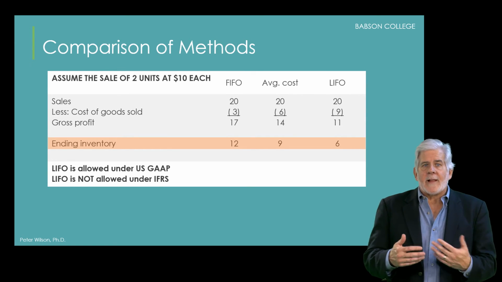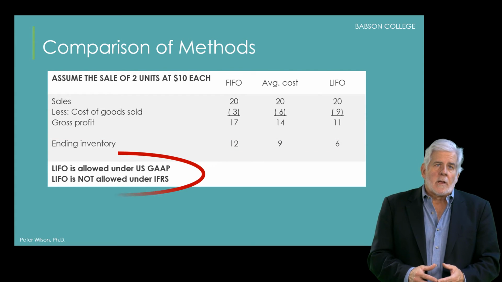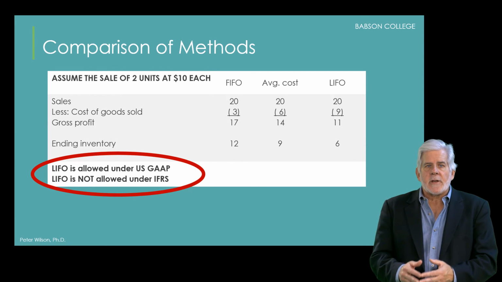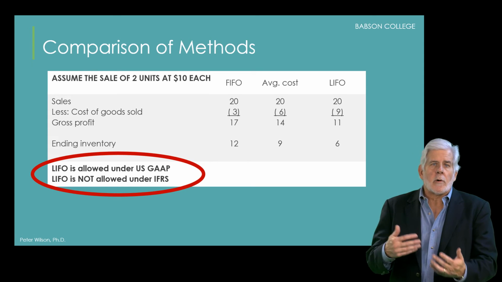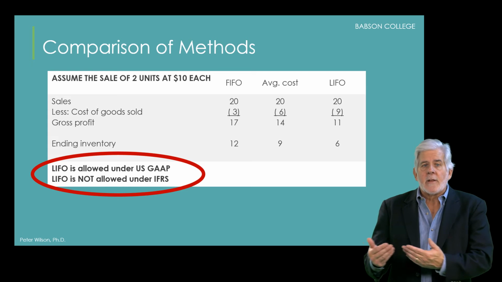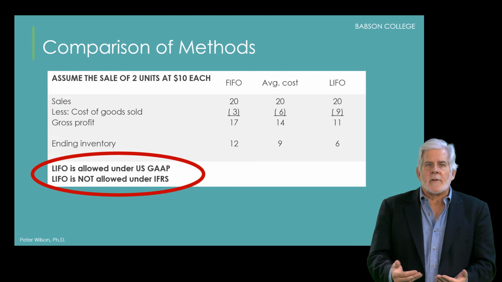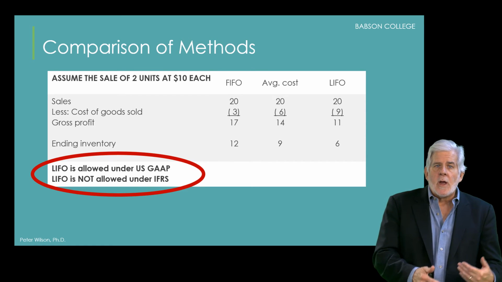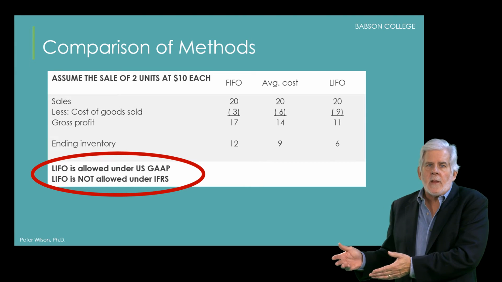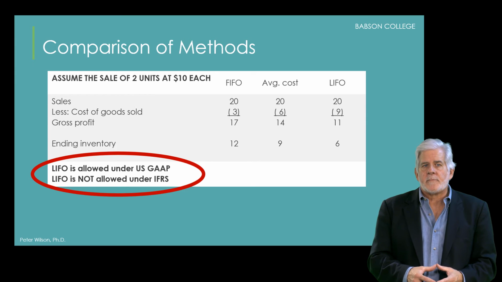I should also point out that LIFO is allowed under US GAAP, but not under IFRS. LIFO was developed years ago as a tax reporting method that would allow firms experiencing consistent inflation to show a lower gross profit, as you see here in our example, and thereby minimize their tax liability. However, this is just a temporary deferment of the tax because, as you see here, when those low-cost units in inventory eventually do get sold, there will be a much higher profit realized and higher taxes to be paid as well.